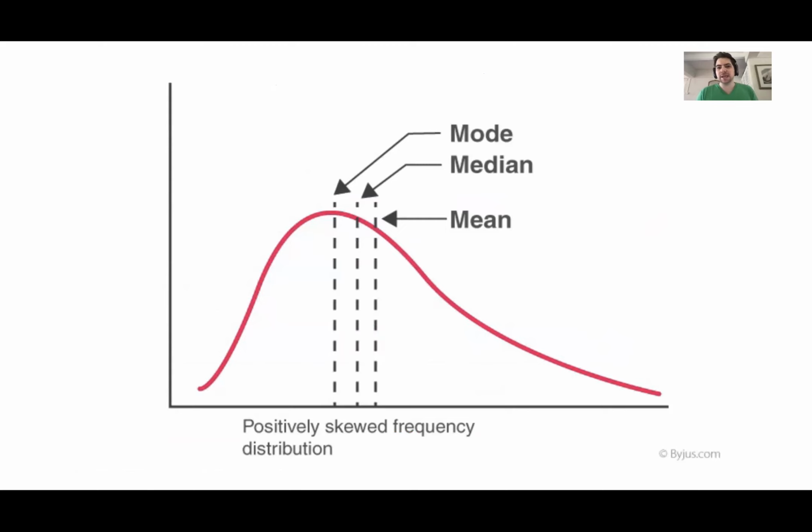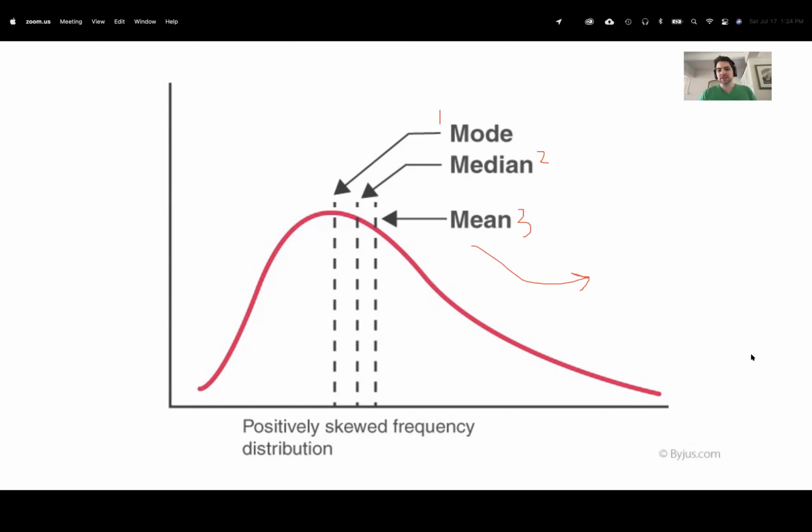This is always going to be the case. The mode is going to be in the middle, the most common number. The median, the middle number, will be next, and the mean will be the furthest. So you would always expect the mode to come first at the peak, the median to come second, and the mean to come third. The mean is always going to be towards the tail, whichever the tail side is.